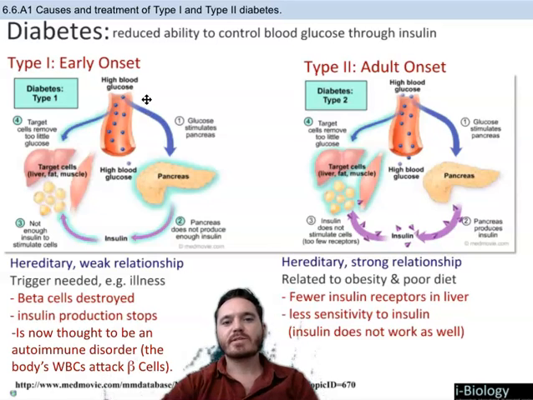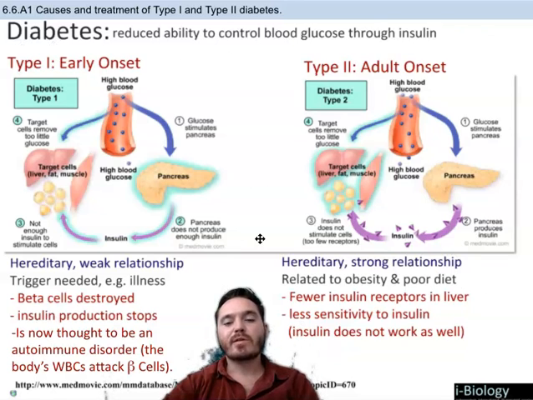Note that the end result of this is the same in both. You cannot remove the glucose from the blood and turn it into glycogen. These target cells are not able to do that in both type 1 and type 2 diabetes. The treatment is going to be different, and the causes of both of them are going to be different as well. So for type 1, you're going to use insulin injections.